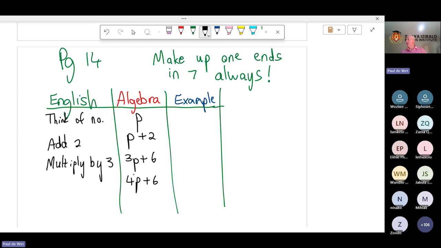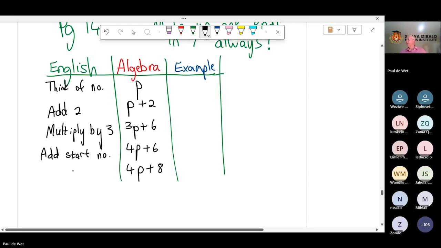I haven't added 1. I've added the number that I started with. Do you agree? If I add in a P, so add your starting number. Does everyone see that? Because the starting number was P. Okay, well done. Now, can anyone tell me what I've done to get from this line to this line? Well done, Naledi. So we've just added 2.